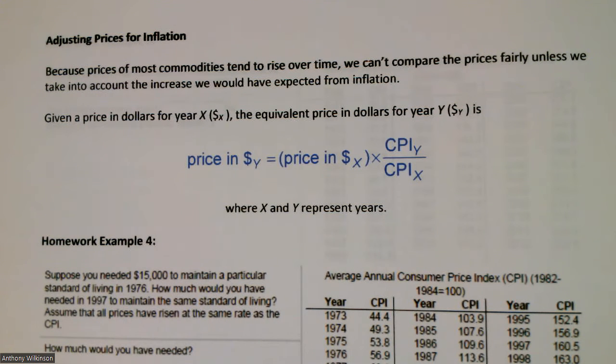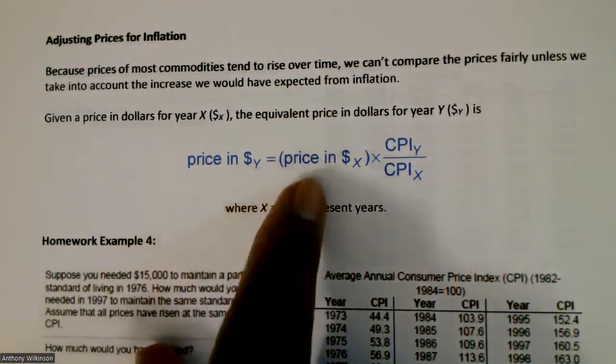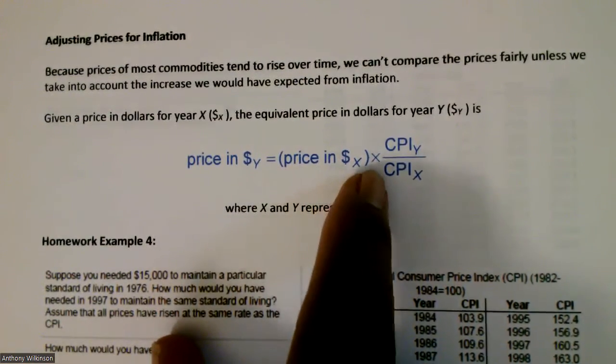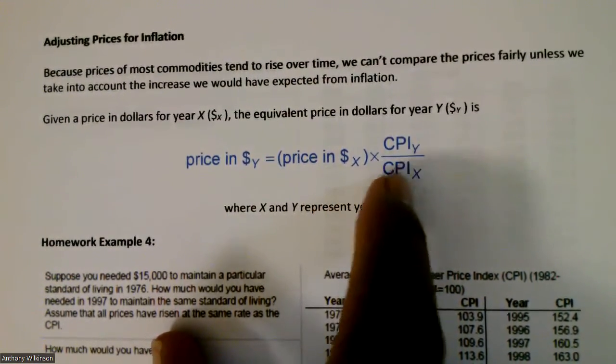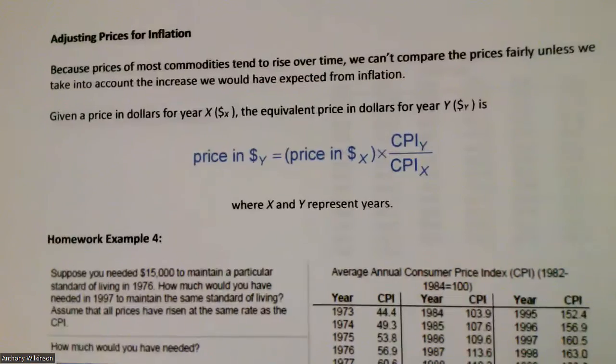So if we were given a price in dollars for year X and the equivalent price in dollars for year Y is going to be this. The price in dollars for year Y will be equal to the price in dollars for year X multiplied by the consumer price index for Y divided by the consumer price index for X, where X and Y represent the years. We're going to be using that to help us find out the cost based on consumer price indices.